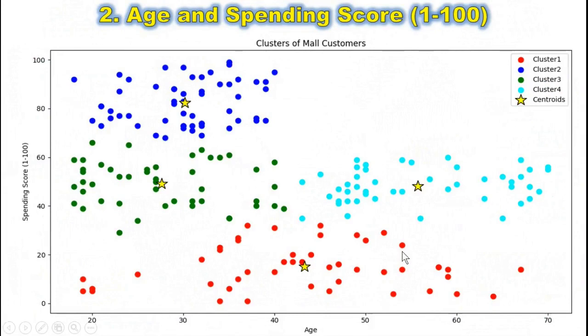This is the graph result of k-means clustering of the two features, age and spending score, with 4 clusters. The red dots are cluster number 1. The blue dots are cluster number 2. The green dots are cluster number 3. And the cyan dots are cluster number 4. The stars represent the centroids or centers of every cluster.